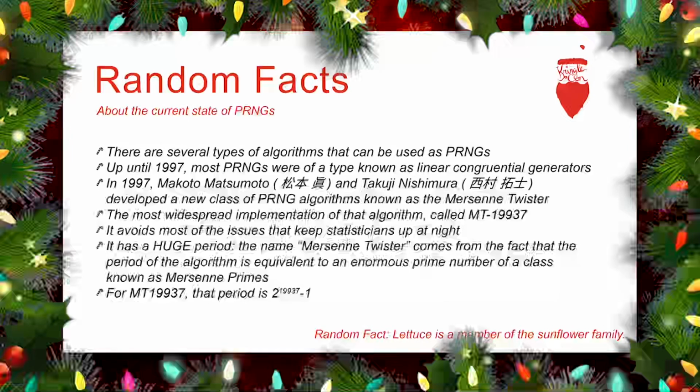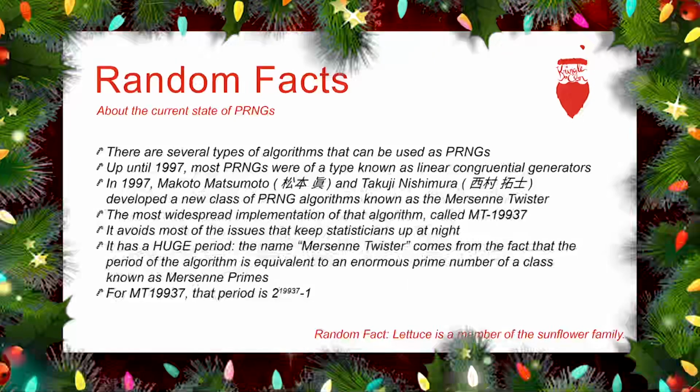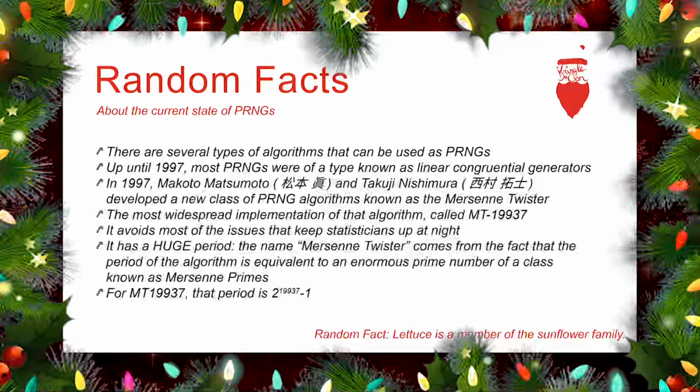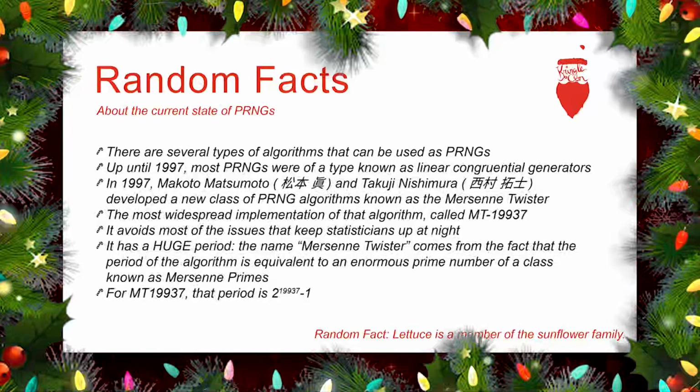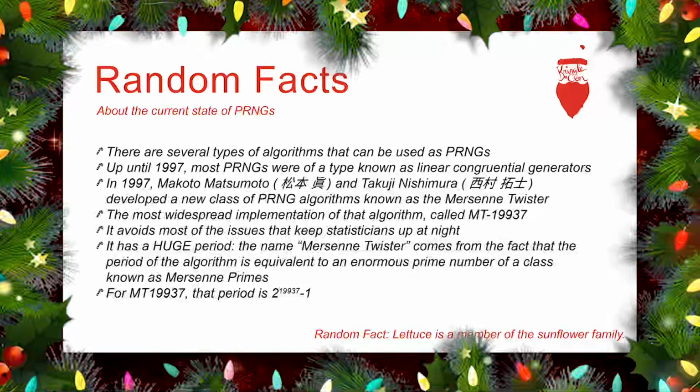What's nice about the Mersenne twister is that it avoids all of those statistical pitfalls that keep statisticians up at night. First of all, it has a huge period. The Mersenne portion of the name comes from the fact that the period of the pseudo-random number generator can actually be set, and it's set based on a class of prime numbers known as Mersenne primes. So for example, the period for the MT19937 Mersenne twister is based on the prime number that is 2 to the 19,937 minus 1.